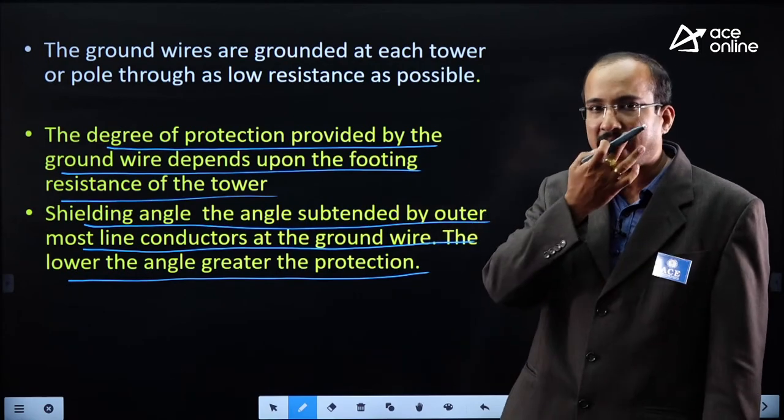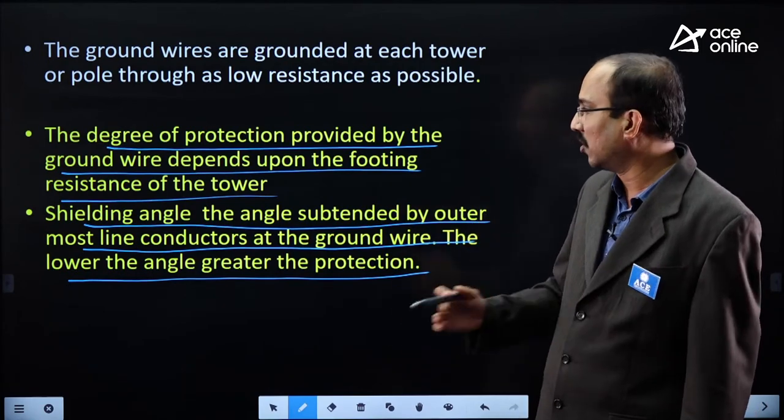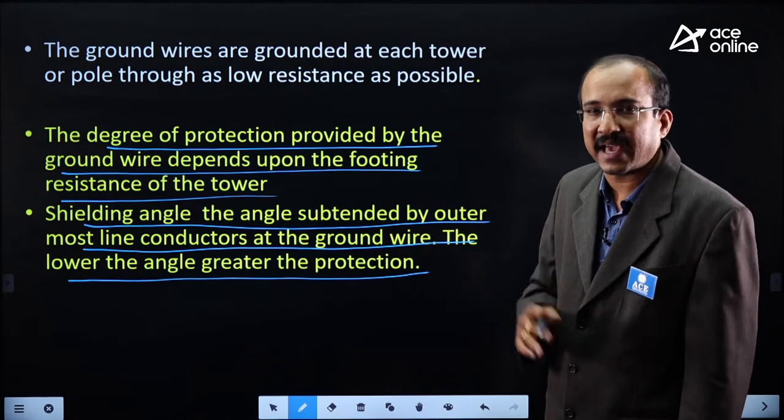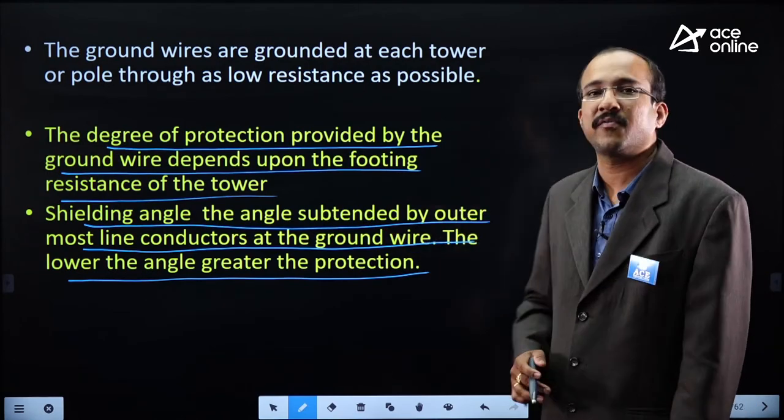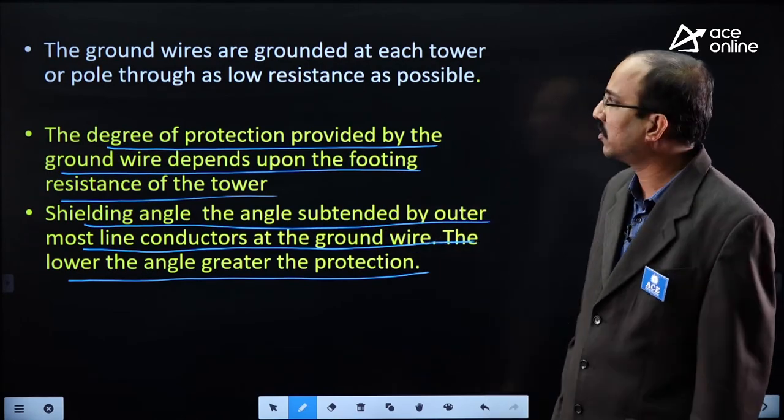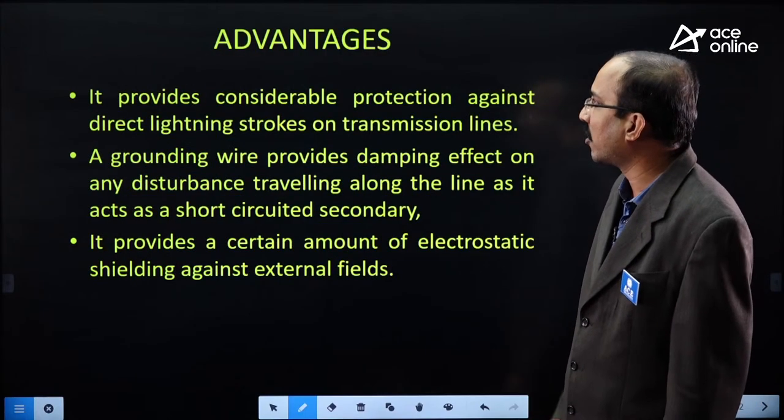Shielding angle should be low or high? Shielding angle should be low for greater protection. Shielding angle should be low and tower footing resistance should also be low. So this is about the overhead ground wire.